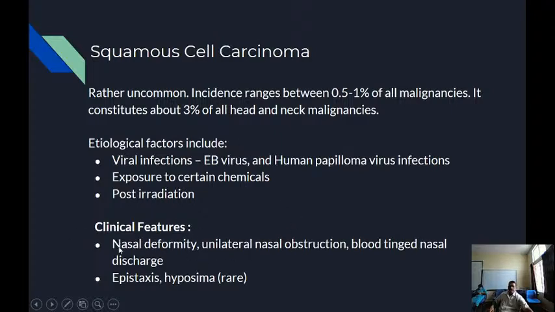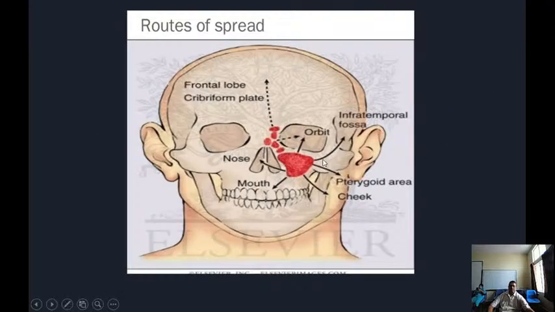Now, clinical features, as you know: nasal deformity, unilateral nasal obstruction, blood-tinged nasal discharge, epistaxis, hyposmia. This is how the tumor alters the anatomy and interferes with the normal physiology of the nasal cavity. And this tumor from the maxillary sinus can spread into the oral cavity, destroying the hard palate and coming into the mouth.